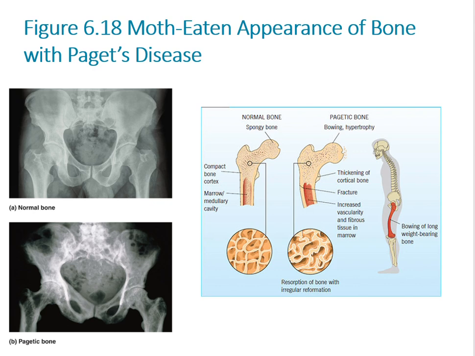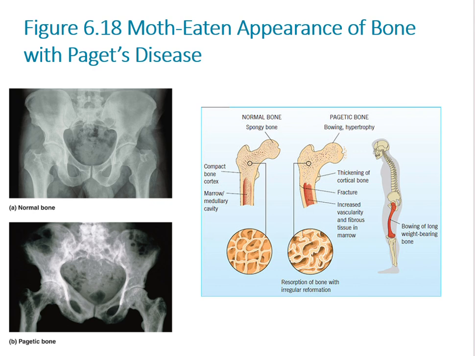Here we can see an image of normal bone at the top left and Pagetic bone at the bottom right. So you can see kind of the difference in density around the hip. And whereas normal bone has kind of the same amount of spongy bone in certain places compared to compact bone, we see differences in compact to spongy bone with Pagetic bone. We also are seeing oftentimes with Pagetic bone bowing and a thickening of the compact or cortical bone.